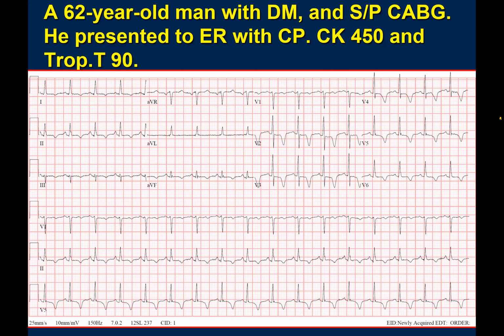A 62-year-old. He has diabetes. He had previous CABG. He's in the emergency room now with chest pain. Cardiac enzyme CK 450. Troponin is 90. So who wants to take this one?